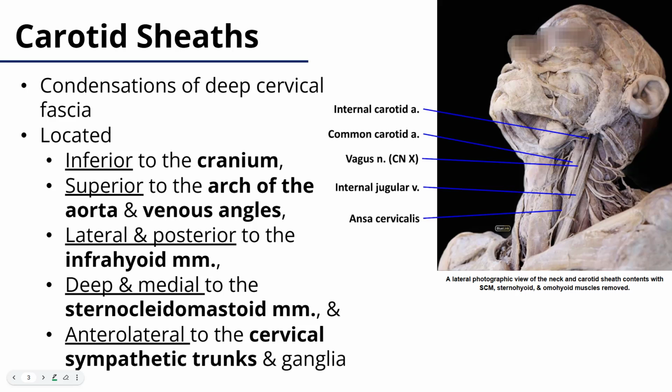These carotid sheaths are located inferior to the cranium, superior to the arch of the aorta and venous angles, lateral and posterior to the infrahyoid muscles, deep to and medial to the sternocleidomastoid muscles, which I'll have to draw in here, and anterolateral to the cervical sympathetic trunks, which we can't see from this angle.